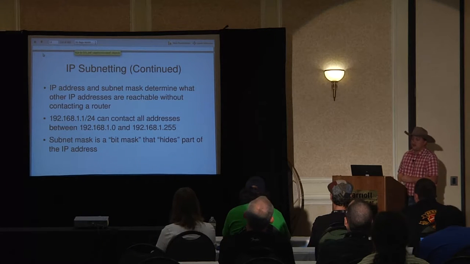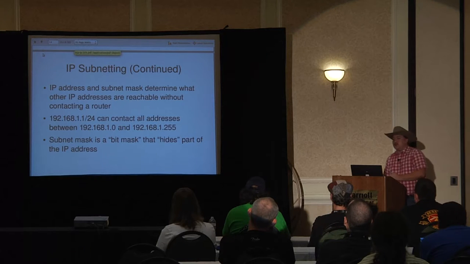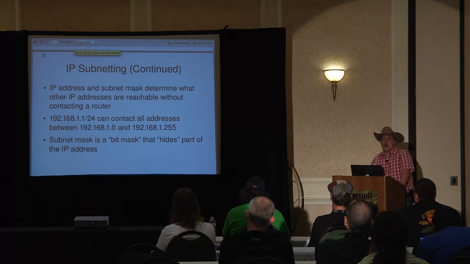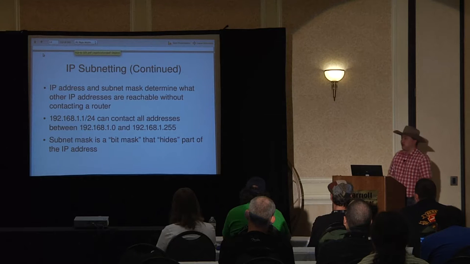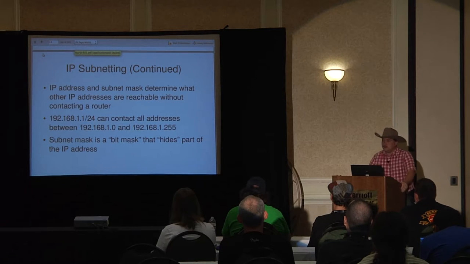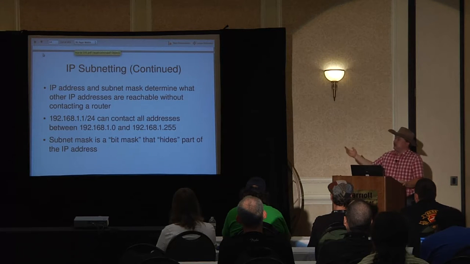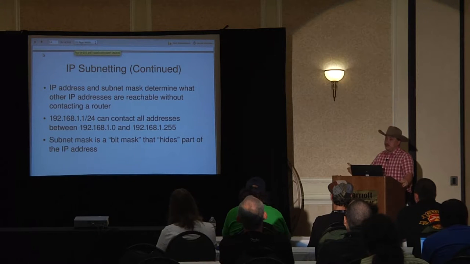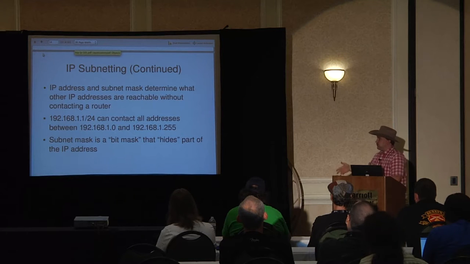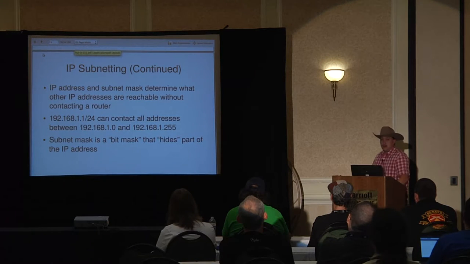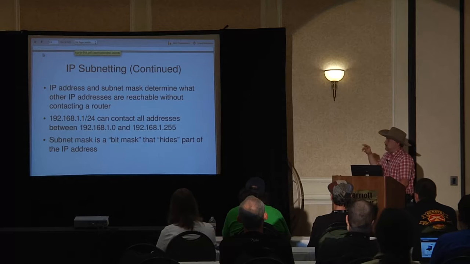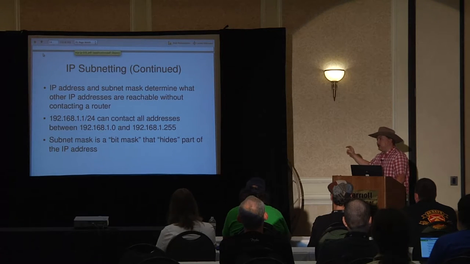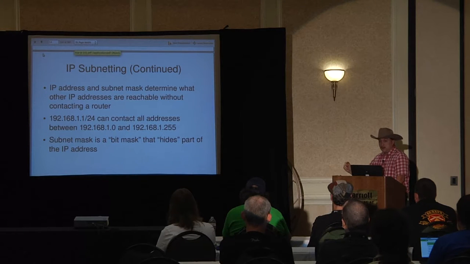So, subnetting continued. The IP address and subnet mask determine whether other IP addresses are reachable without contacting a router. If you've looked at your routing table before on Linux or Windows or BSD or, I don't know, Tron, you'll see things like 192.168.1.0/24, no gateway, and 0.0.0.0/0, use gateway 192.168.1.1. What you see there is, if it's in this subnet, I can address it directly, or I have to use this router.